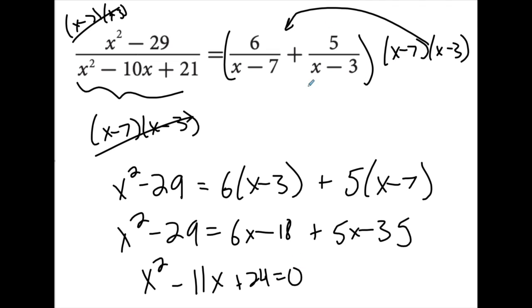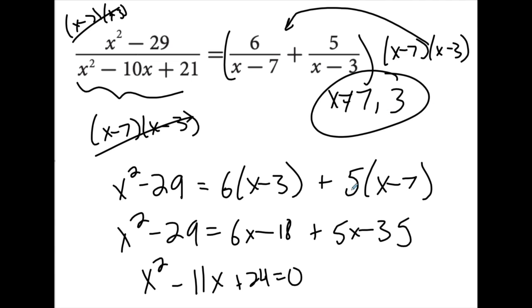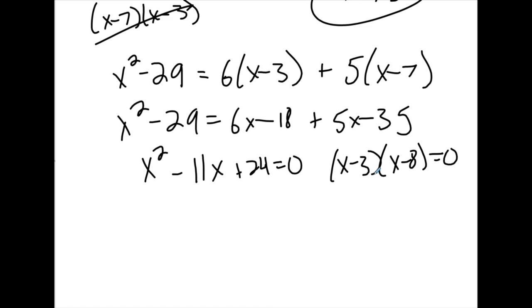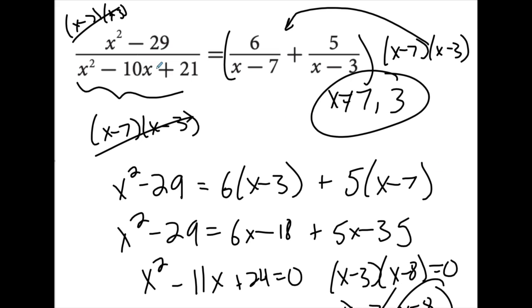Okay, now, just remember, and I got a little bit ahead of myself, x cannot be 7 or 3. So we're going to have to keep that in mind. So here we get x minus 3 times x minus 8 is 0, because that's how you factor x squared minus 11x plus 24. So x equals 3, or x equals 8. 3 is extraneous, so 8 is the only possible solution.